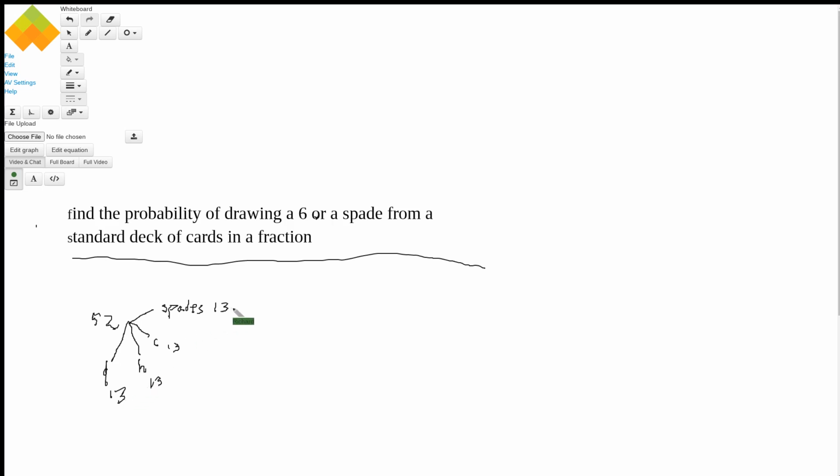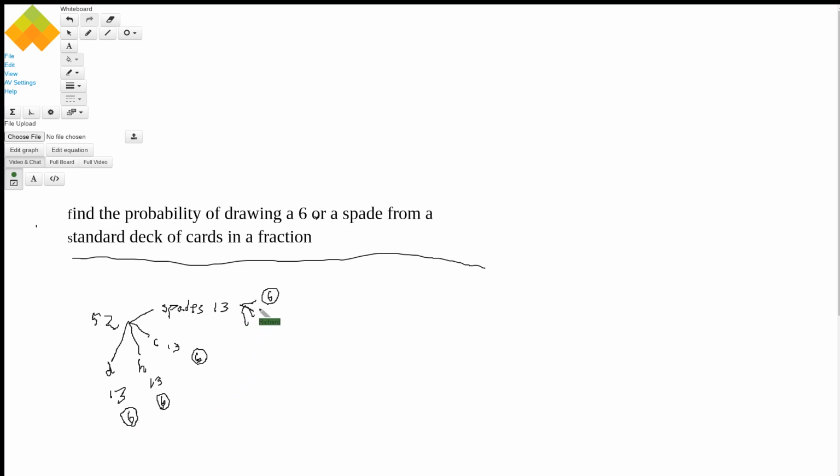So there's 13 spades. Now, one of those spades is a 6, so we have to make sure we account for that, because one of them is the 6 of spades. But there's also a 6 of clubs, a 6 of hearts, and a 6 of diamonds. So there's a 6 of spades, a 6 of clubs, a 6 of hearts, a 6 of diamonds.